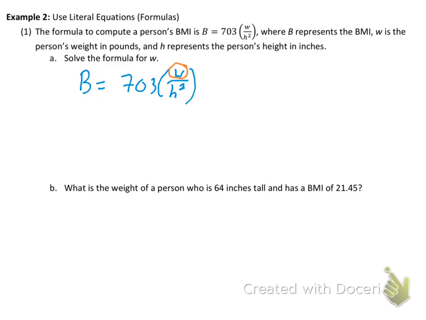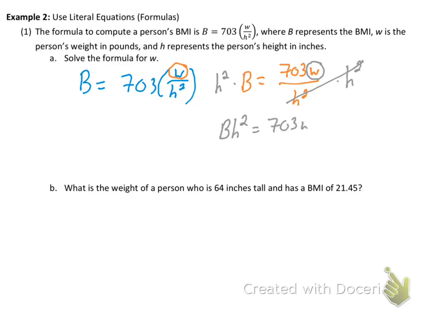If I wanted to rewrite this, because 703 is multiplying W over H squared, I can rewrite this as 703W divided by H squared. So our strategy is still to get that W by itself. The first thing I'm going to do is multiply both sides by H squared. It's going to cancel it out on the right-hand side. So I'm going to get BH squared equals 703W.